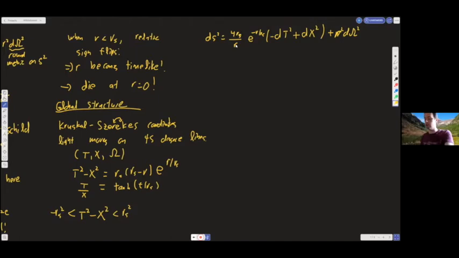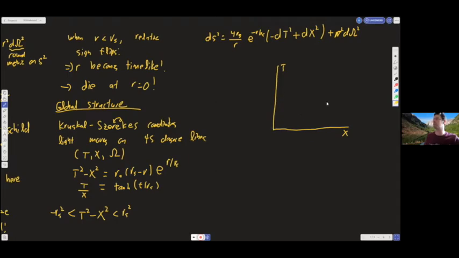So let's draw a picture. That'll make it maybe a little more clear what's going on here. I'm going to draw the plane of t and x. If you stare at this inequality, if I put R equals 0 in these coordinates, that sets this thing equal to R_S squared. So the singularity lives at one of the bounds of this. And in fact, it's some hyperboloid.